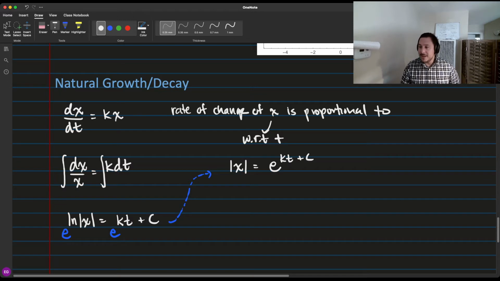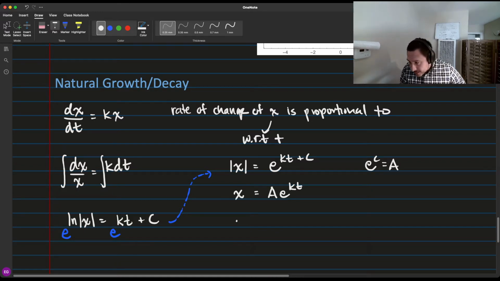Now again, what can you now do with your e to the kt plus c? So yeah, times a constant. The e to the c is just a. So you get a e to the kt. And then because the exponential is always positive, you just get x. So what's your general solution? The value of x, depending upon time, is equal to a e to the kt.